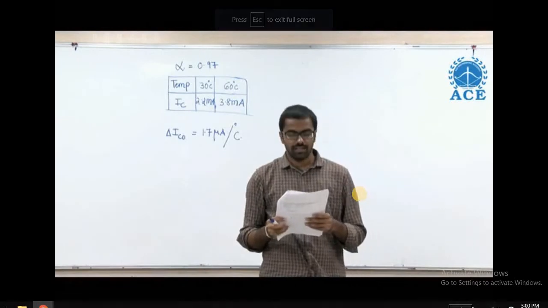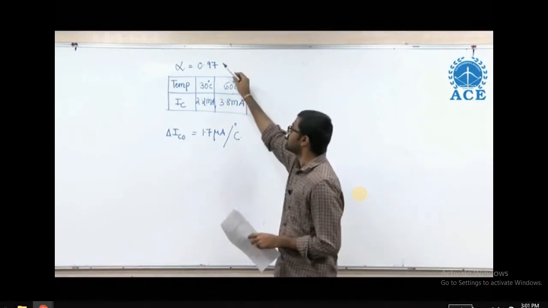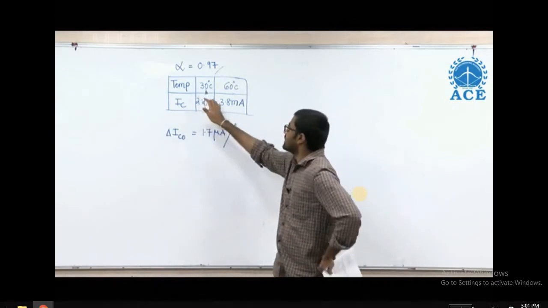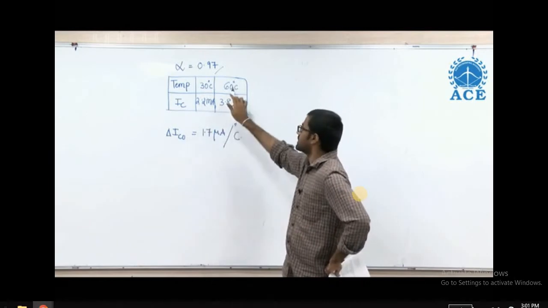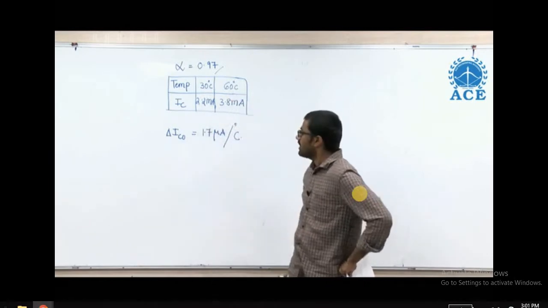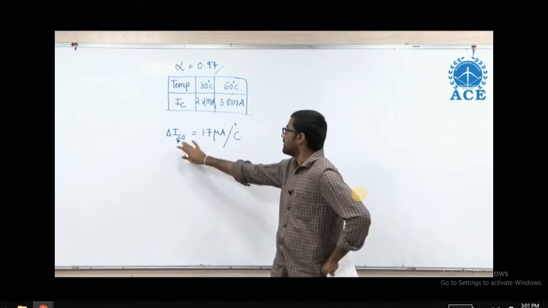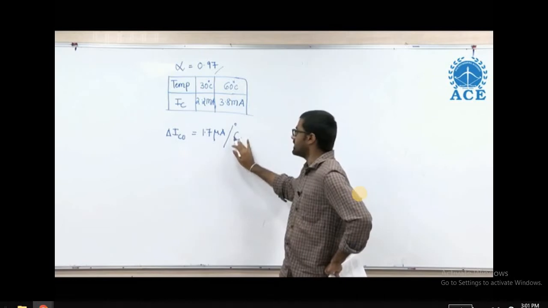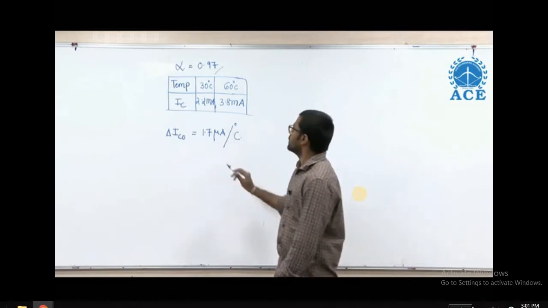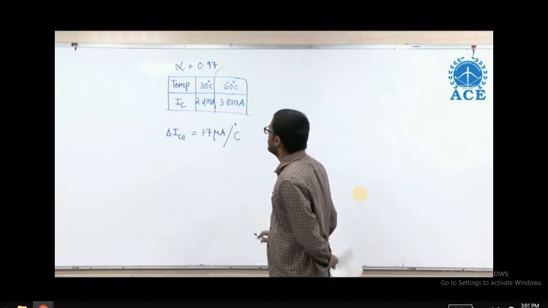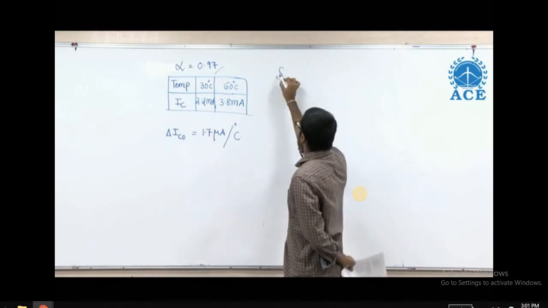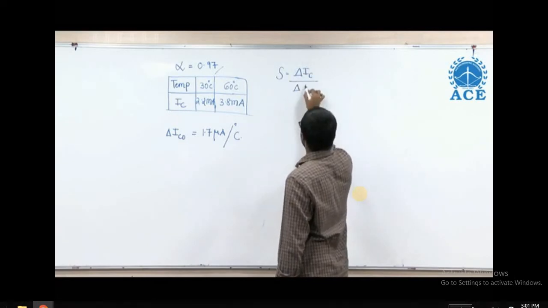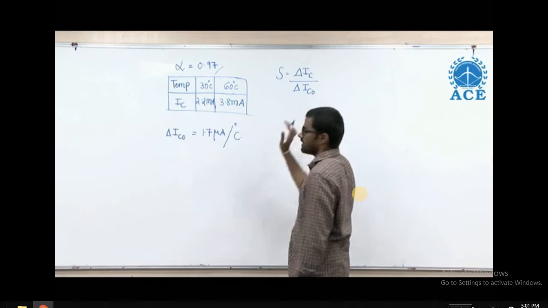In this question, they have provided us the data as alpha is 0.97 for a fixed bias circuit, and at temperature 30 degrees, IC is 2.2 milliamperes, and at 60 degrees, it is 3.8 milliamperes. They have provided us the reverse saturation current changes 1.7 microamperes per every 1 degree change in temperature. So we have to find the stability factor. We know that current stability factor is given by change in collector current to change in reverse saturation current.